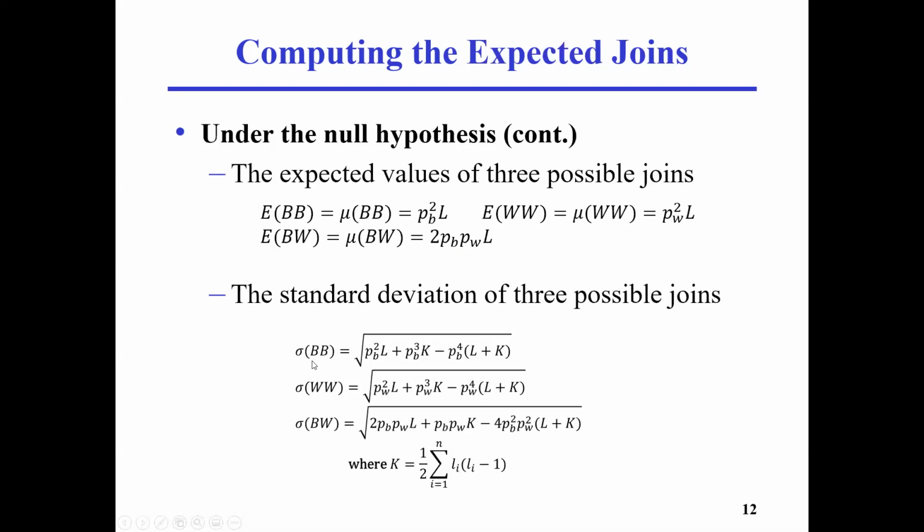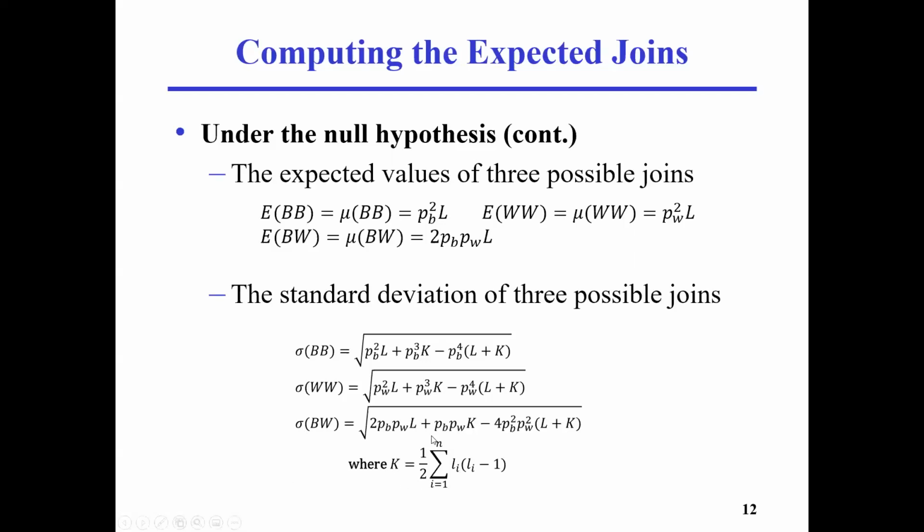The standard deviation of BB, WW, and BW is different from the definition of standard deviation we have used this semester. So here you just need to remember the standard deviation of BW. It's a function of what? Of PB, PW, and K and L. So everything here has been introduced except K. K is a constant here.